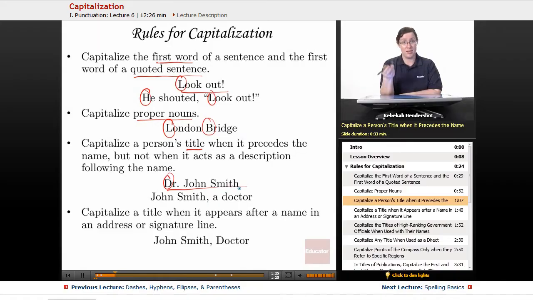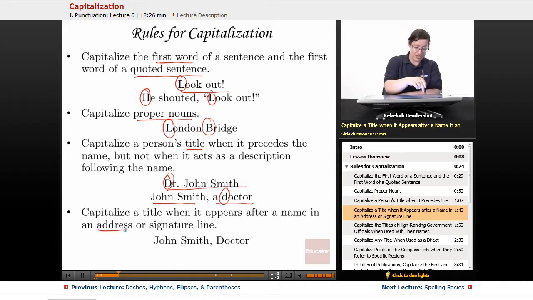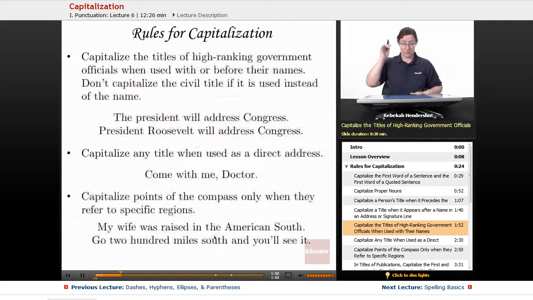But if you're just talking about him and you mention that he's a physician, you would just say John Smith, a doctor, and you don't capitalize the D in doctor because it's not his title in front of his name. Next, you capitalize a title when it appears after a name in an address or a signature line. So if he is signing a letter, John Smith, Doctor, then you capitalize the D. But that's a fairly limited use.